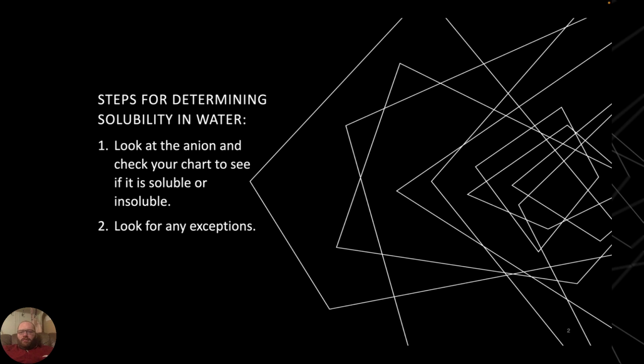What you've got to do, your steps are to look at the anion and check your chart to see if it's soluble or insoluble. So you're going to check stuff in that first column. The second column will tell you one way or another. And then the third will tell you if there's any exceptions that are going to flip that solubility rule.